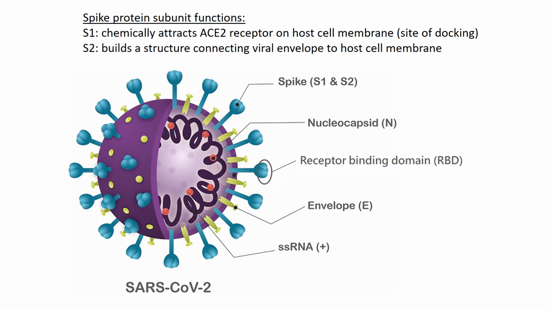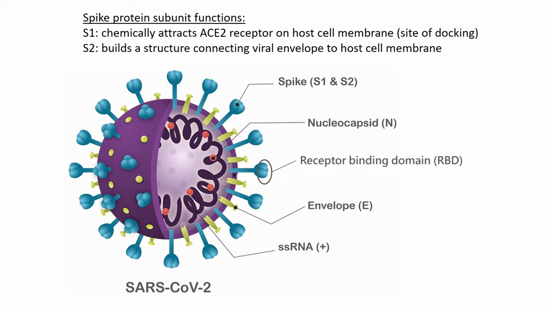Because of the current pandemic, I thought it would be interesting to show you a cartoon rendering of SARS-CoV-2. Here you can see the spike proteins, which you've probably heard about in media by now. SARS-CoV-2 has two types of spike proteins that are both involved in viral entry into host cells. The S1 spike chemically attracts a receptor called the ACE2 receptor on your cells, and this is what allows the virus to dock on your cell membrane.